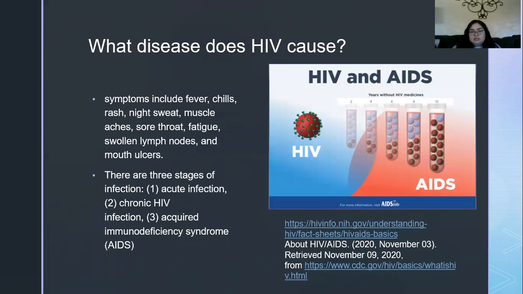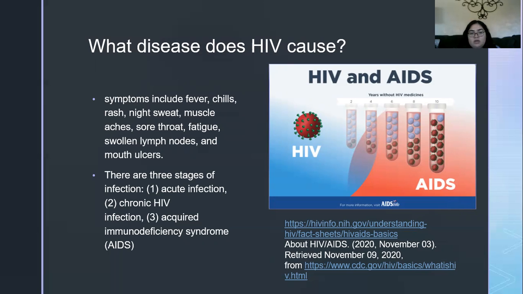So what disease does HIV cause? First, let's talk about some of the symptoms. Symptoms include fever, chills, rash, night sweats, muscle aches, sore throat, fatigue, swollen lymph nodes, and mouth ulcers. There are 3 stages to HIV infection. First, there is the acute stage. In this stage, the person is very contagious due to high amounts of HIV in their blood.